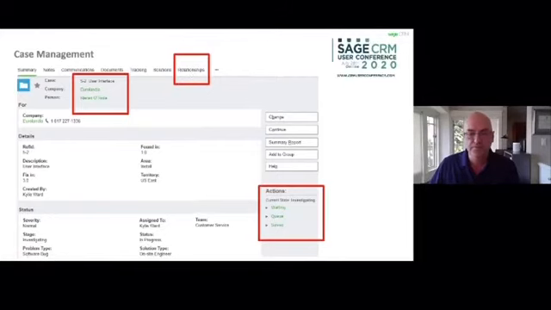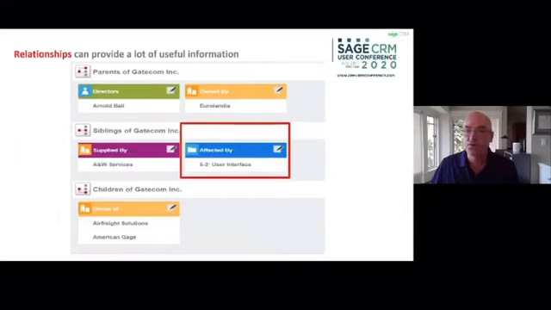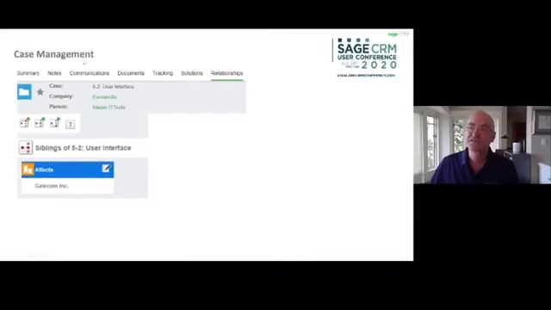If we remember, when we're looking at Gatecom, the system told us that Gatecom is affected by this case. Therefore, when I'm looking at the case, I should see that connection as well. When this case is outstanding or resolved, it affects another company. And we see that here.